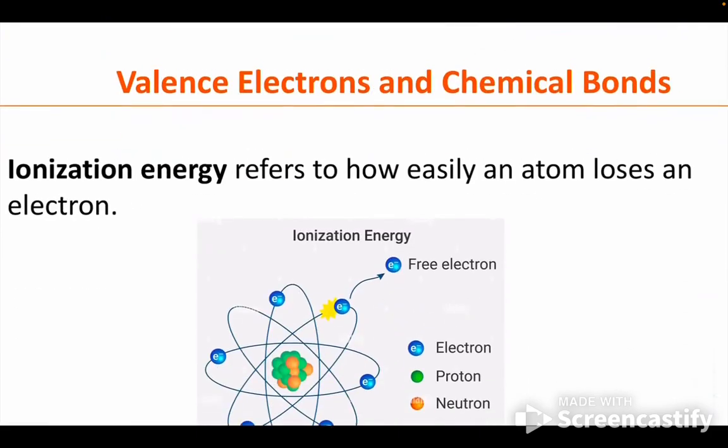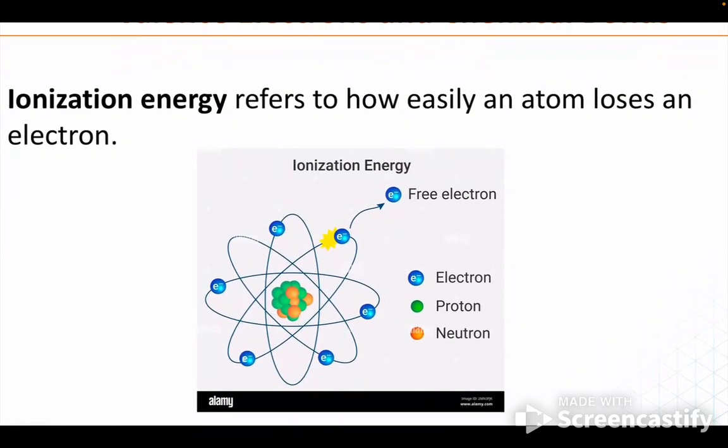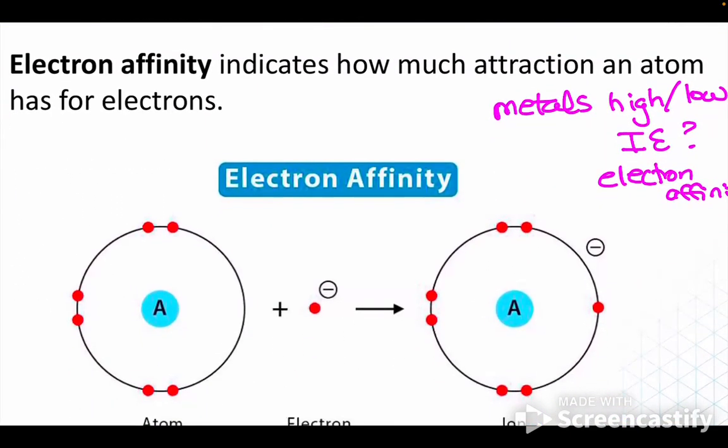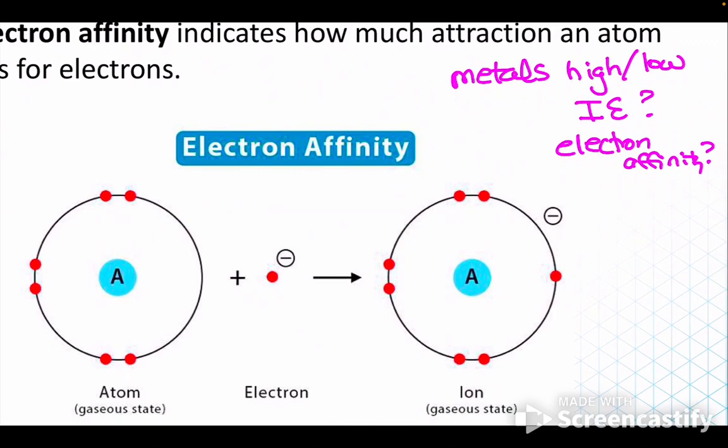So we can also talk now again about ionization energy. If you remember, ionization energy is the energy needed to remove one of the outer electrons. And now electron affinity, this is new. It's really the opposite of ionization energy. It's how much energy gets released when an atom gains an electron. Think of it as how well an atom can attract an electron to itself. So my question to think on is, do metals have high or low ionization energy, and do they have high or low electron affinity?